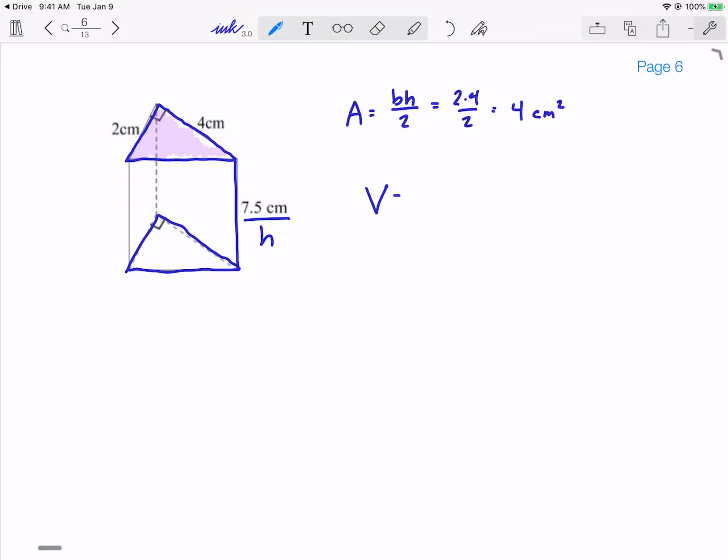So then to find my volume, I do the area of my base times the height. So I'm going to do 4 centimeters squared multiplied by 7.5 centimeters. When I do that in my calculator, I should get 30. So I get 30, but then my units are cubed. So I get 30 centimeters cubed. So volume is a three-dimensional quantity. It represents how much space is contained within a solid. You can think about how much gas I could fill in this or how much water. And those units are cubed because it's three-dimensional. It's no longer two-dimensional like area.